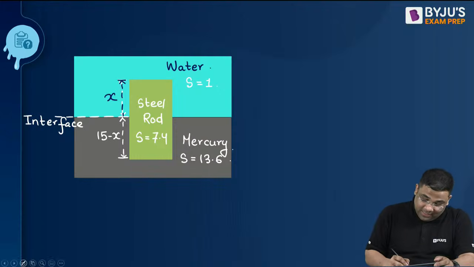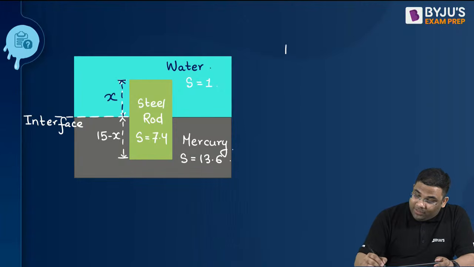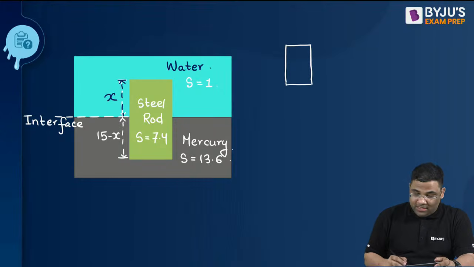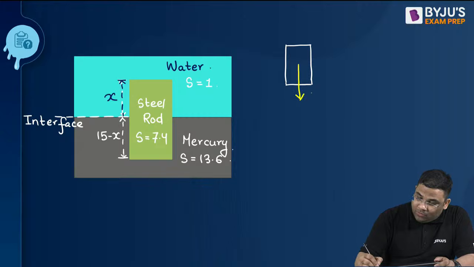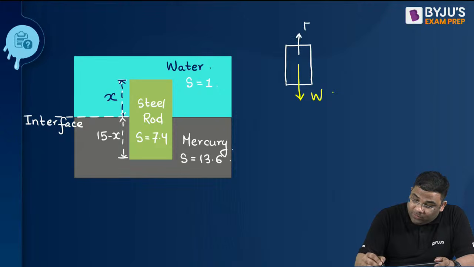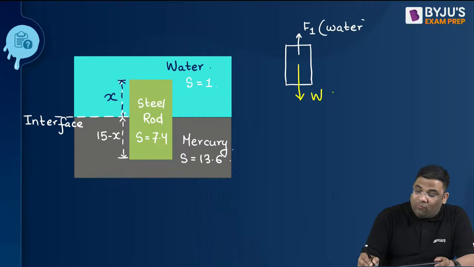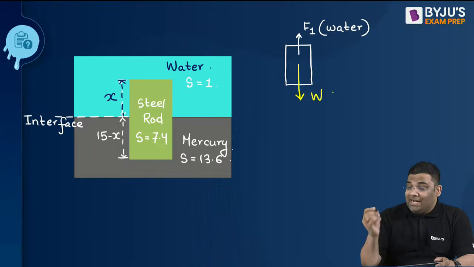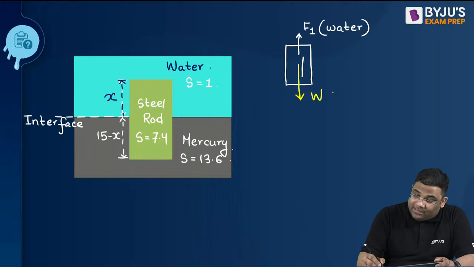If you see this rod, what are the forces acting? The forces acting are its own weight. Then there will be two buoyant forces. The first buoyant force will be due to water, because it has displaced some amount of water. And the second buoyant force is what?